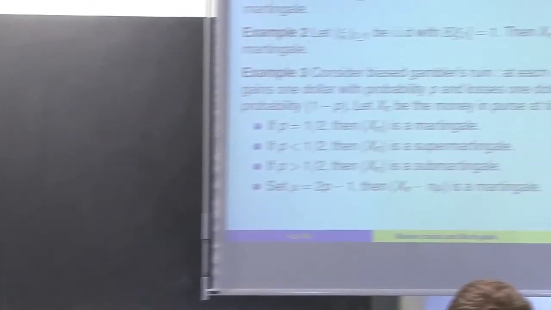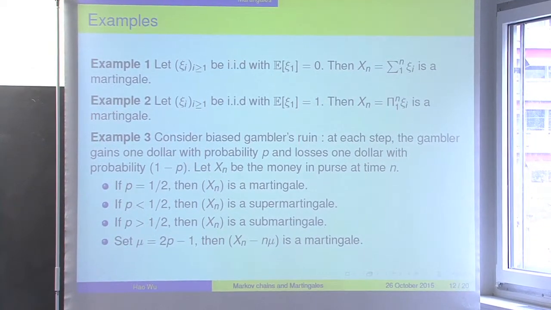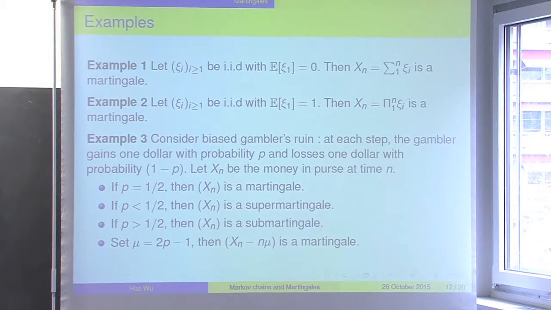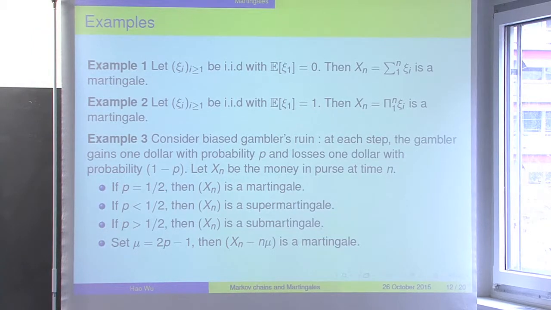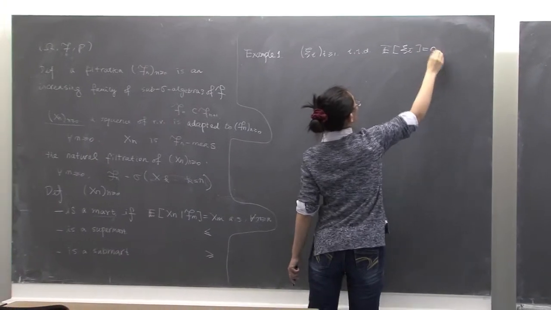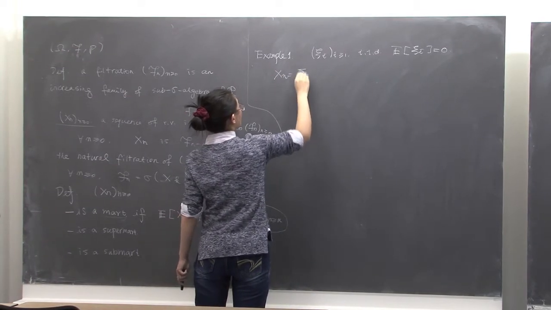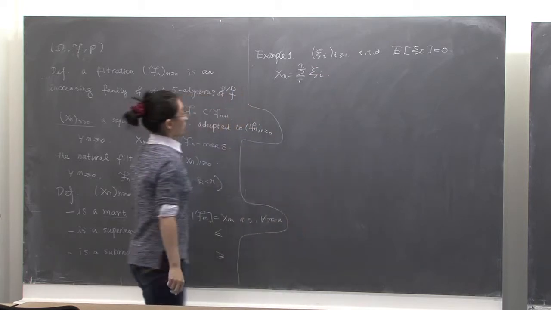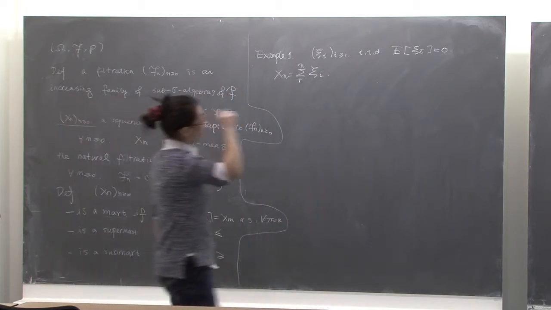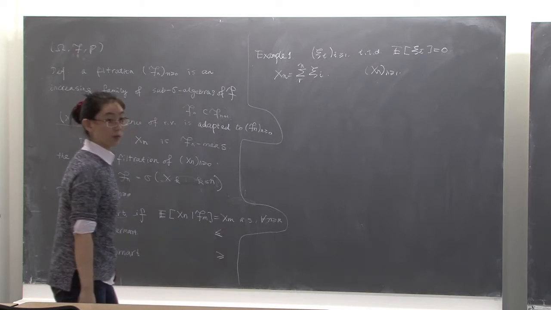Okay, an example of a martingale. Suppose we have a sequence of IID random variables, and they have expectation zero. Then we define Xn as the summation from time 1 to n. So this is a sequence of random variables, and we can check that this sequence is a martingale.